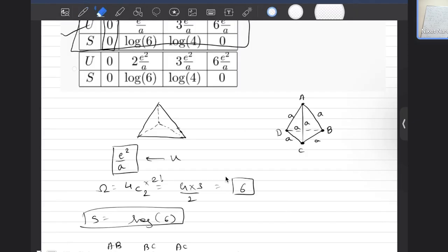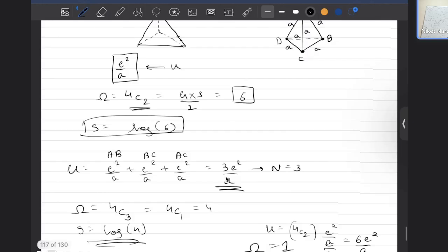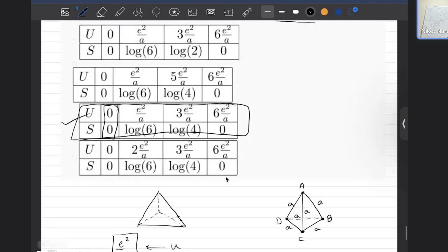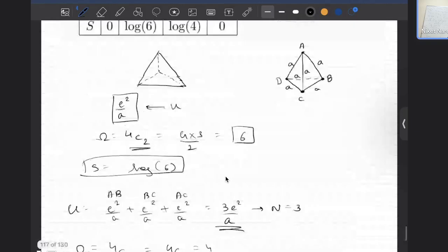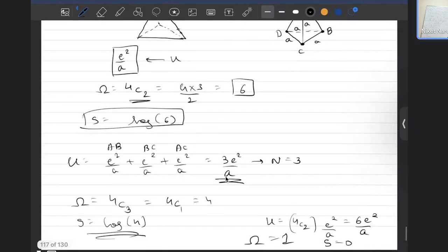So here we are considering, if symmetry is not being broken, then we are considering the corners as identical only. Otherwise, these scenarios won't be possible. So this is the answer. This option is the correct answer. Okay, let's go to the next one.